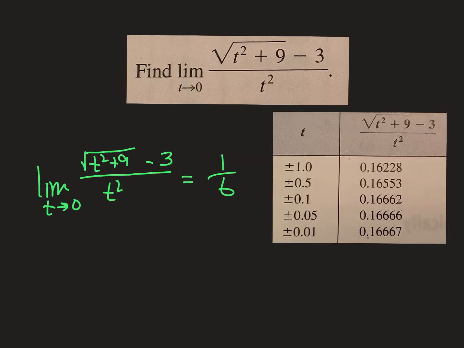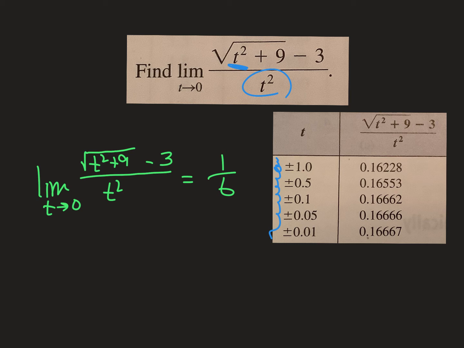All right, look at another one. Find the limit as t approaches 0 of (the square root of t squared plus 9 minus 3) over t squared. I did the same thing. This time, because there's a square root in my numerator and everything is squared, I can plug in a plus or a minus and I'm going to get the same value. That's why those say plus or minus right there. No matter which side you take, you're going to get the same number because all the t's are squared.